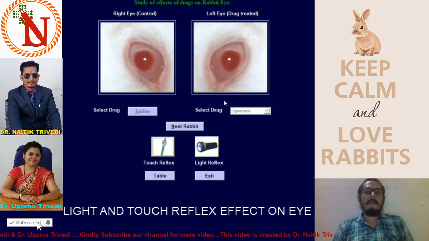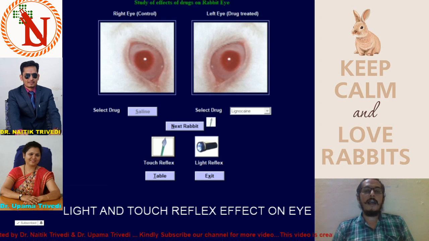When we add lignocaine into the left eye, the pupil size is normal. There is no change in the pupil size with the lignocaine. But when we touch the cotton pledge, there is no response in the lignocaine-treated eye. That means the touch reflex is absent. Here you can easily observe that the touch reflex is absent.